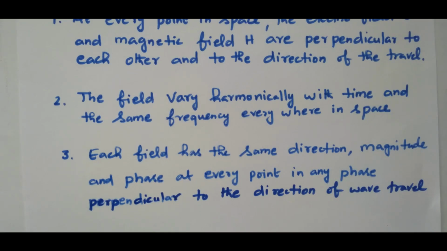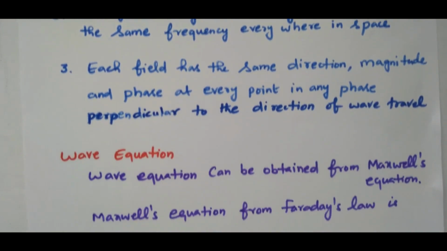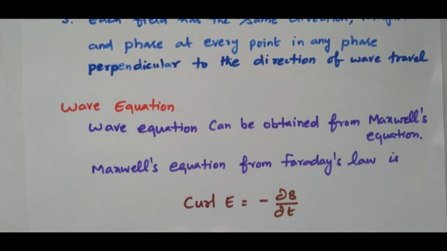A wave is nothing but a disturbance that occurs in one place and is reproduced at other places. It can be termed a uniform plane wave by satisfying these three properties. Now we'll go to the wave equation. The wave equation can be obtained from Maxwell's equations. By referring to Maxwell's equations, we can get the wave equation for both the electric field as well as the magnetic field.